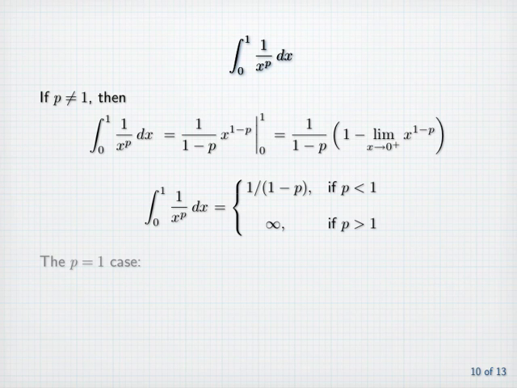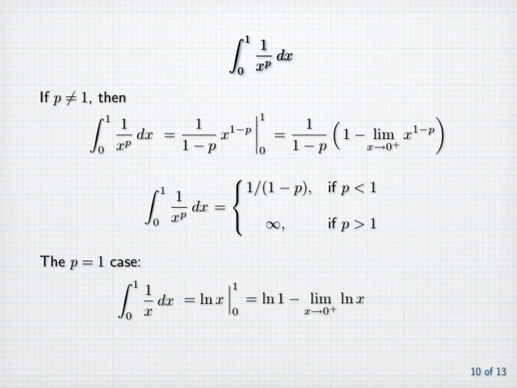Now let's look at the case of p equals 1. The integral from 0 to 1 of 1 over x dx is equal to the natural log of x evaluated from 0 to 1, which is equal to the log of 1 minus the limit as x approaches 0 from the right of the natural log of x. Now log of 1 is 0, but that doesn't matter because the limit as x approaches 0 from the right of the natural log of x is minus infinity. And so we end up getting plus infinity here. And so this improper integral diverges to infinity when p is greater than or equal to 1.